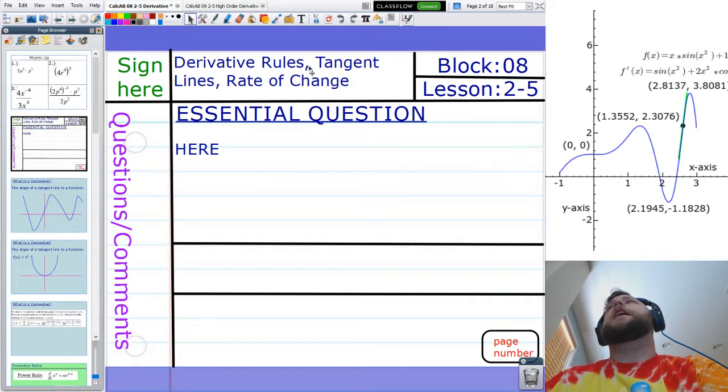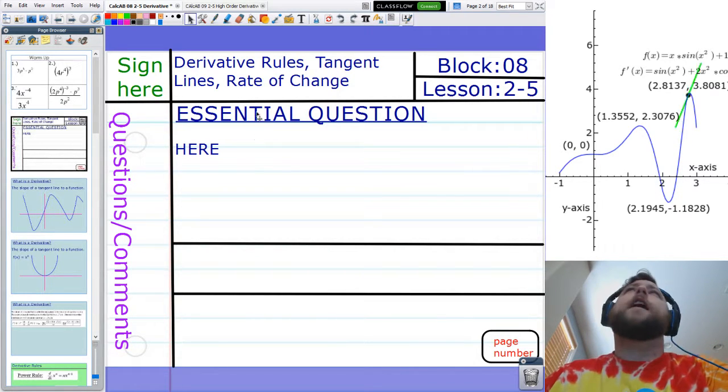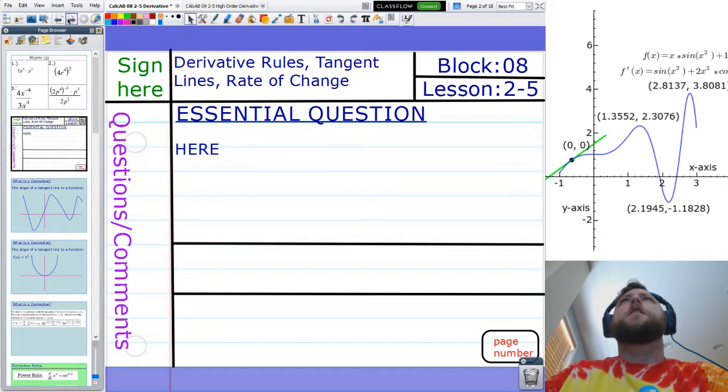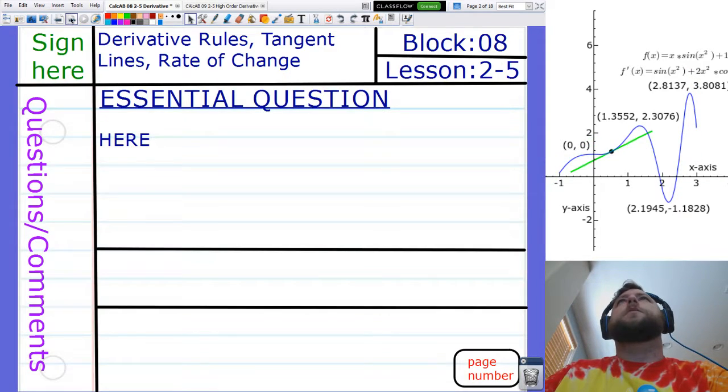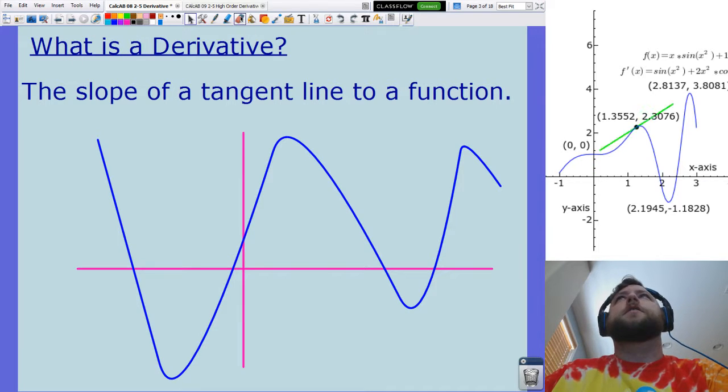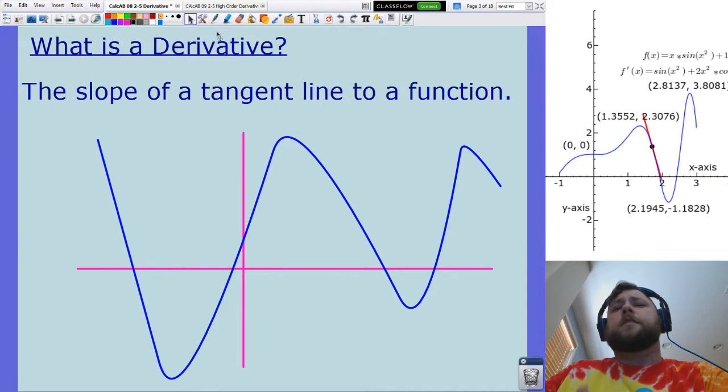Welcome Calculus AB. This is lesson 2.5, derivative rules, tangent lines, and rate of change. Let's begin. So we're going to start doing some different calculus here. This is stuff that's not review anymore, and it's brand new to calculus.